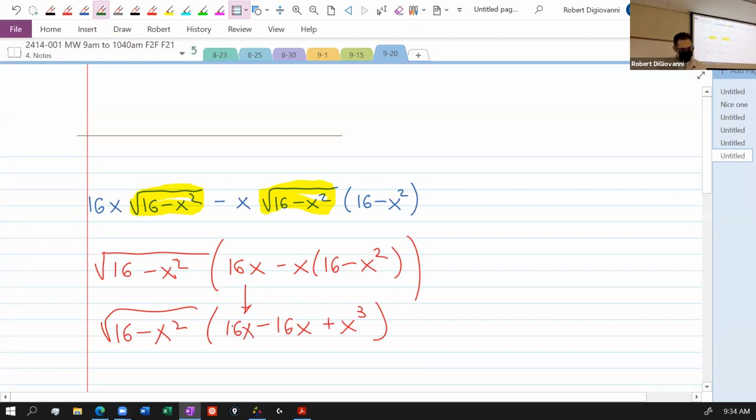Do y'all see those are gone? What are you left with? Square root of 16 minus x squared times x cubed, and that's the original integrand. Yeah, so it worked.